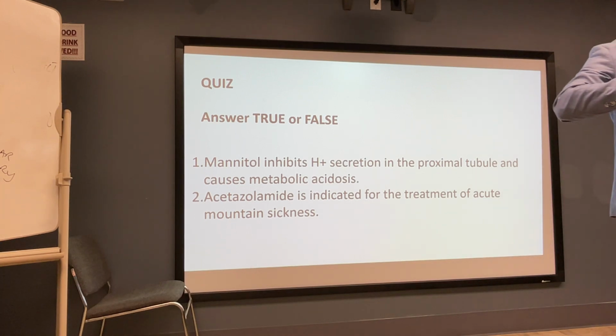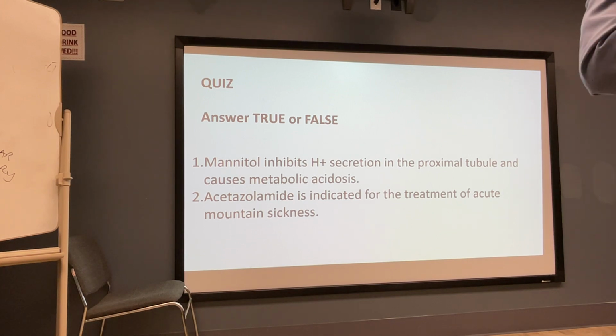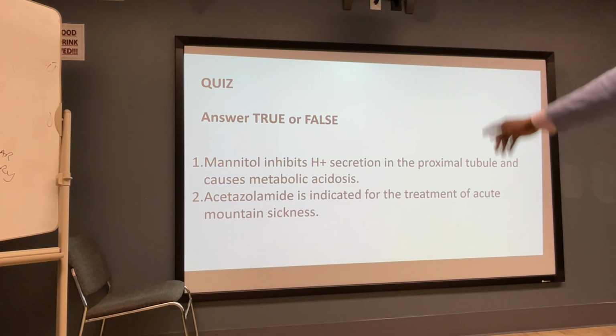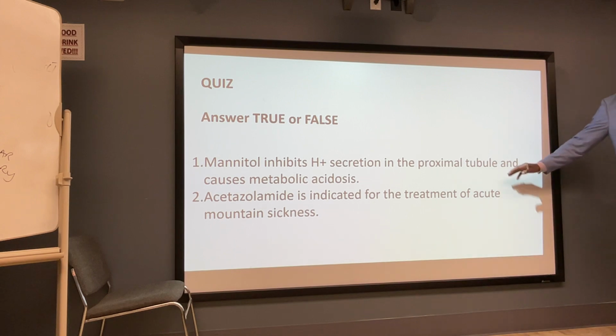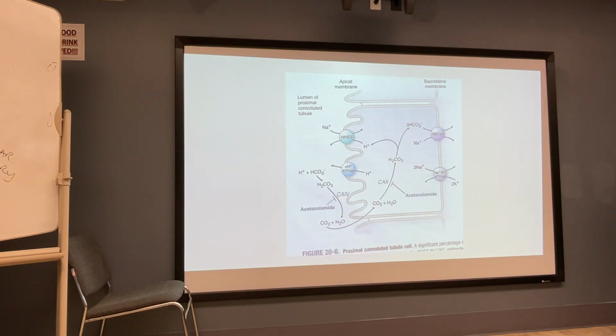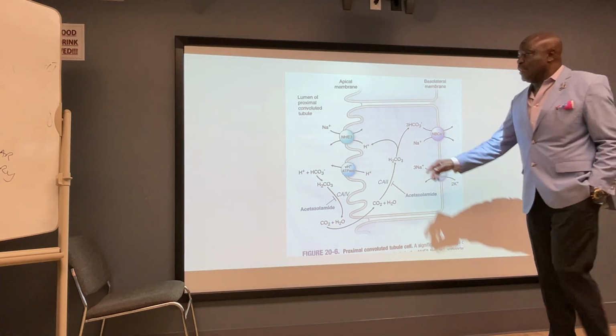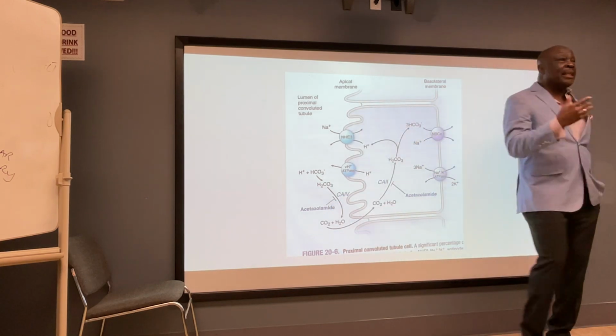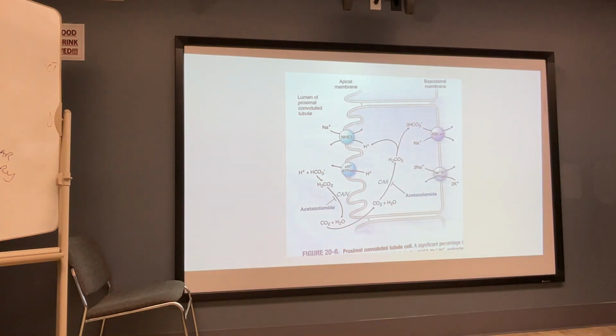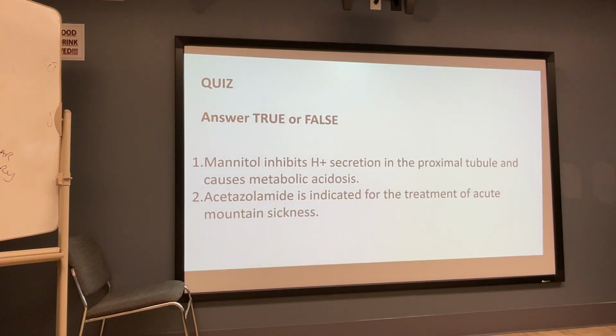What class of agent is mannitol as a diuretic? Osmotic. Does osmosis have anything to do with hydrogen secretion? No, you said water absorption. It has to do with water absorption. Which one inhibits hydrogen secretion? Carbonic anhydrase inhibitor. This is the one that inhibits hydrogen ion secretion. I just told you, and that's the basis for the alkalinization of the urine. Okay. So that first one is false.